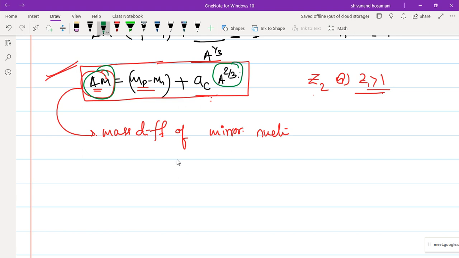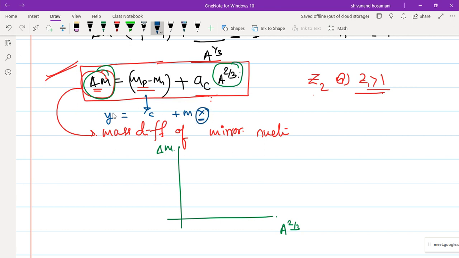If you plot the graph of a to the power of 2 by 3 versus delta m, what does this graph become? The graph is a straight line, because you can treat this part as some constant plus some slope into x. The x-axis is a to the power of 2 by 3 and the y-axis is delta m, right? By taking this, the graph becomes like this. So the graph will be here.